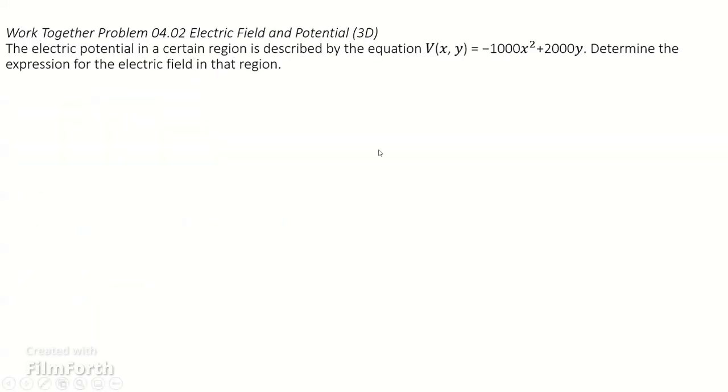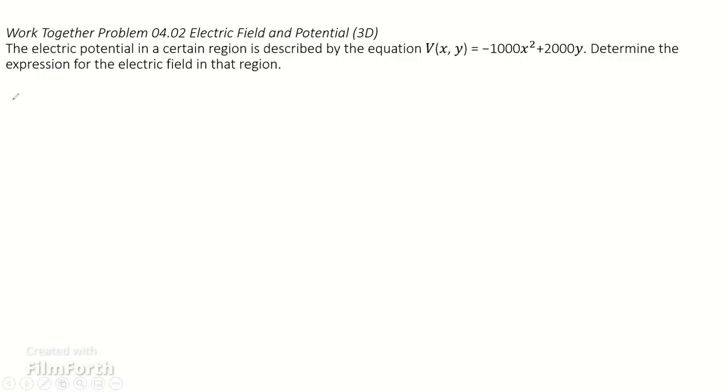So hopefully that makes sense, and we can move on to solving work together problem 4.02, which is asking you to find an electric field from a potential. So this is saying the electric potential in a certain region is described by the equation V of x and y is equal to negative 1000 x squared plus 2000 y. Determine the expression for the electric field in that region.